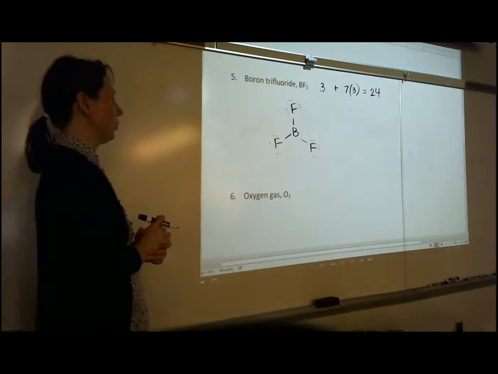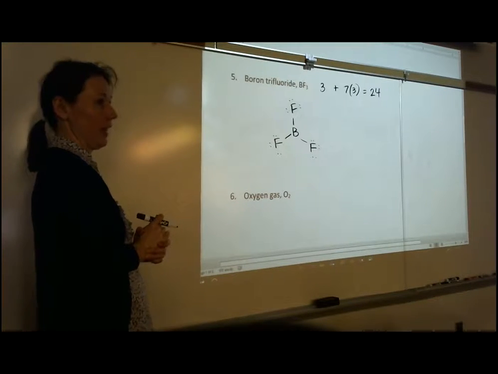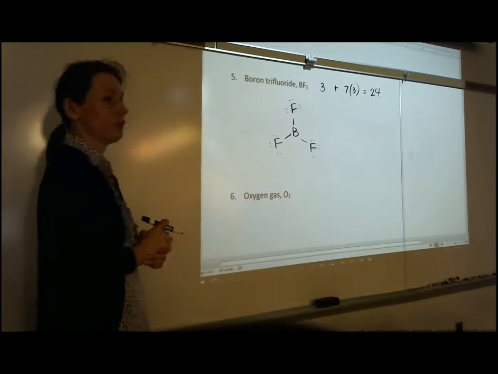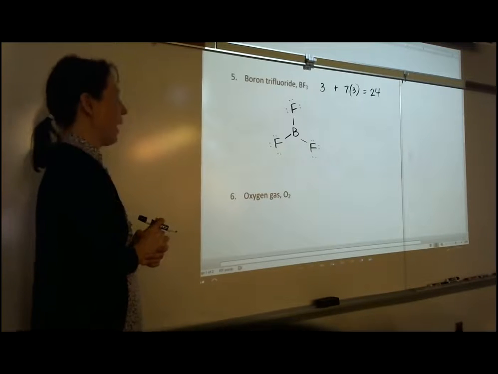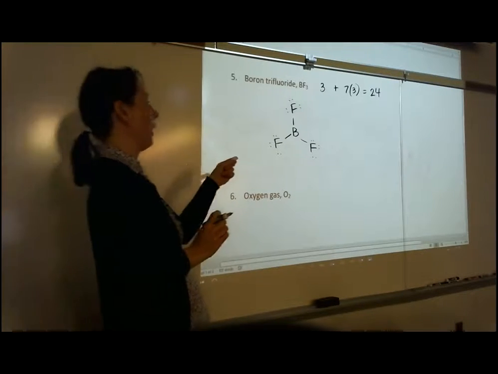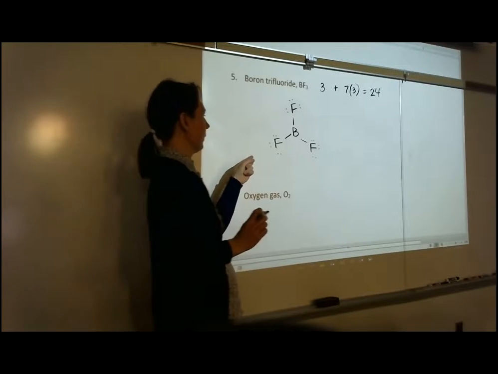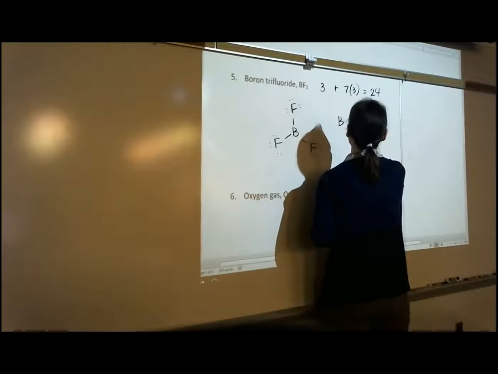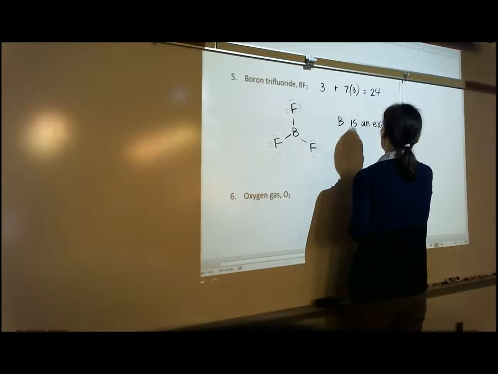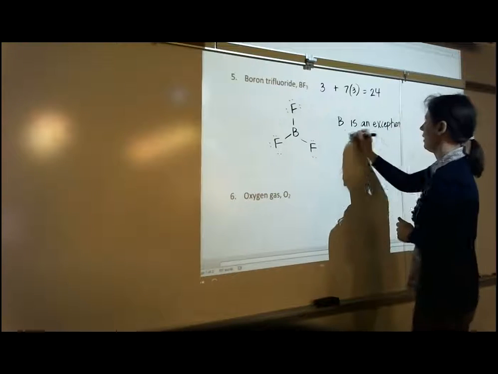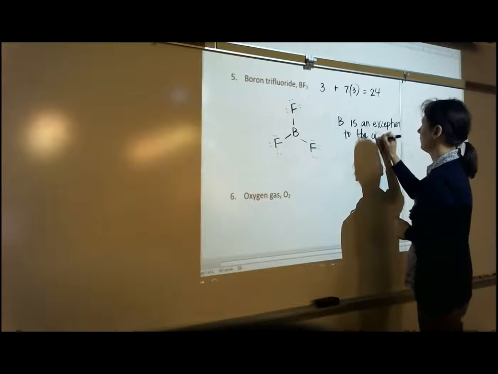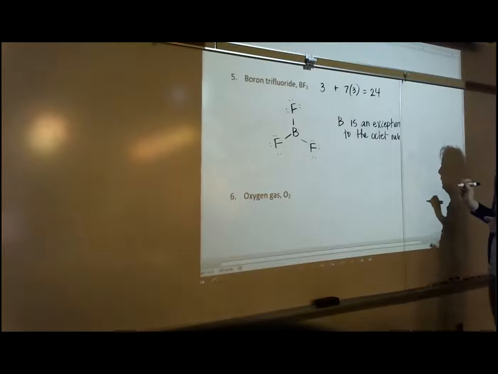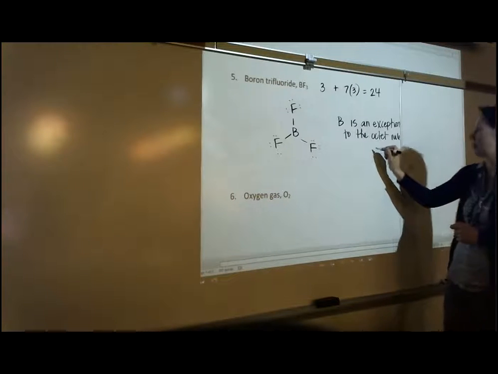Now, do we need to form any double bonds here? This is a trick question. If this were, say, carbon as the central atom, which it wouldn't be, but let's just pretend it is, would we need to form double bonds? Yes. Why do we not need to form double bonds here for a boron central atom? It only needs 6, right? Boron is an exception to the octet rule. Boron needs 6 valence electrons.